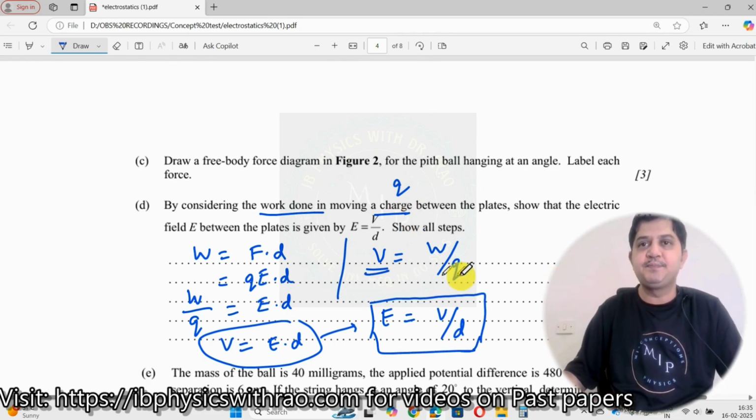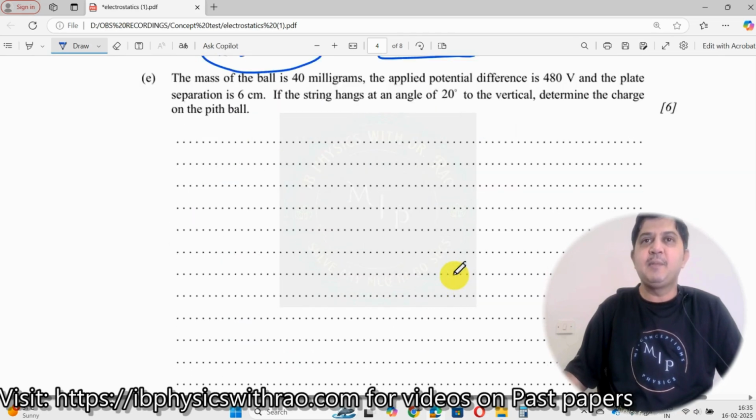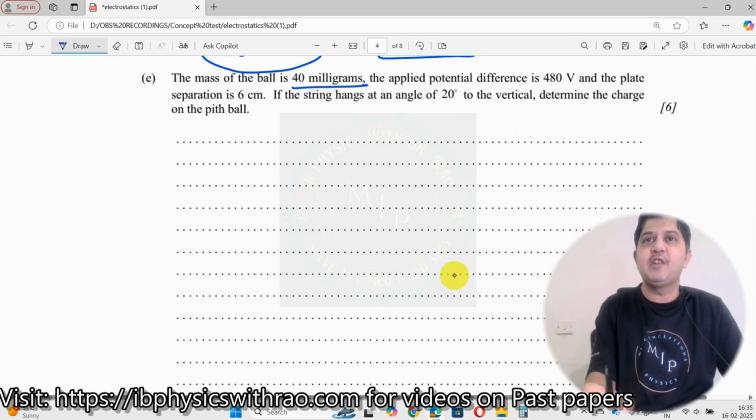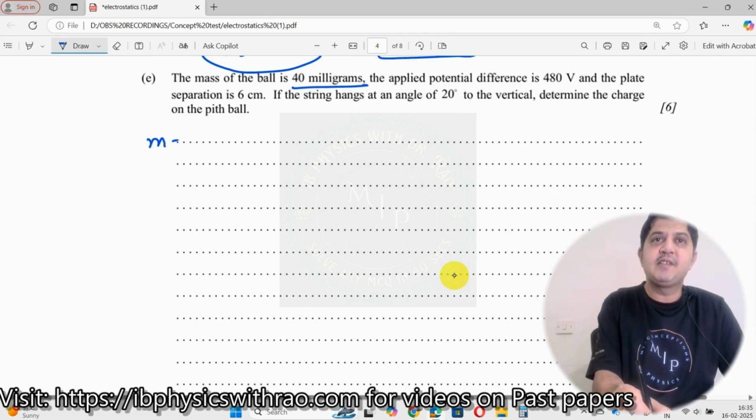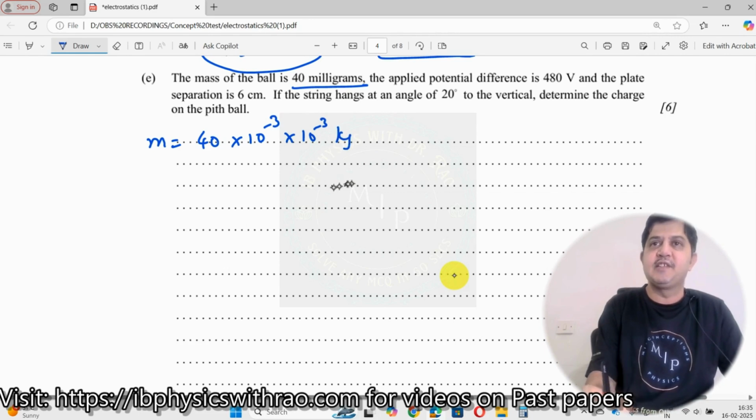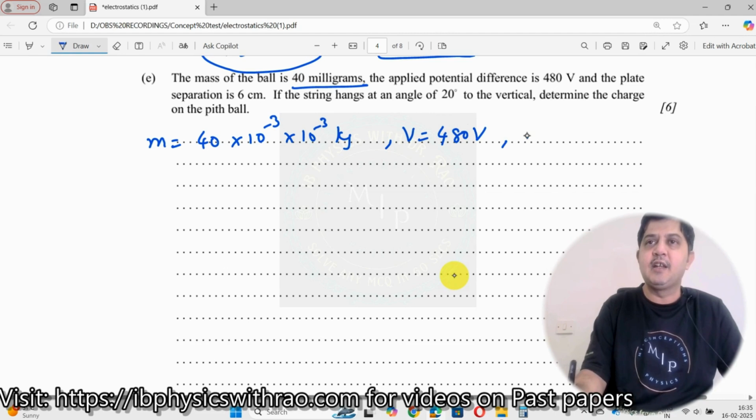Okay, next. The mass of the ball is 40 milligrams. What is 40 milligrams? Mass of the ball is 40 milli. Milli means what? 10 power minus 3 grams. Always convert everything into kgs. And the applied potential difference is 480 volt. The plate separation is 6 centimeter, that is 6 into 10 to the power of minus 2 meters.